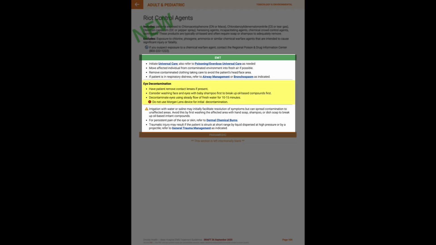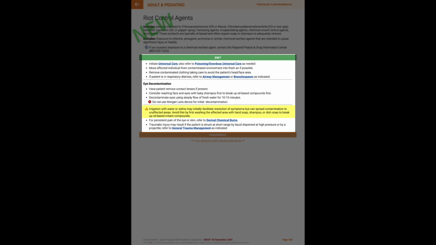For eye decontamination, if the patient wears contact lenses, have them remove the lenses as soon as possible. Then consider washing the eye and face area with baby shampoo to break up the oils and make the water flush more effective. Then flush the eyes with fresh water for 10 to 15 minutes. Please note that Morgan lens devices should not be used for initial decontamination in this context.